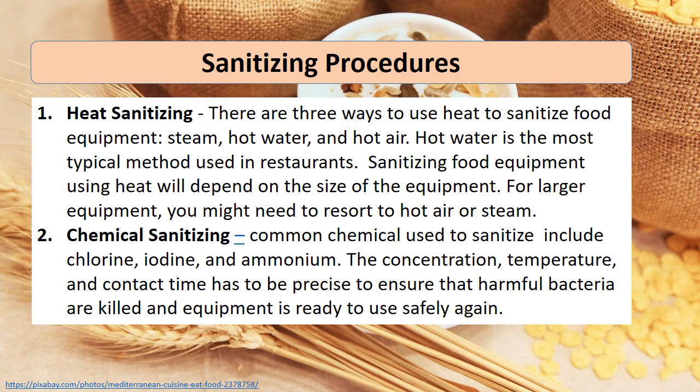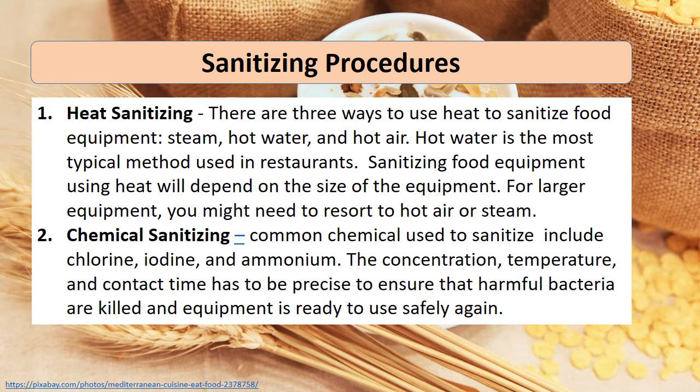Heat sanitizing. There are 3 ways to use heat to sanitize food equipment: steam, hot water, and hot air. Hot water is the most typical method used in restaurants. Sanitizing food equipment using heat will depend on the size of the equipment. For larger equipment, you might need to resort to hot air or steam.